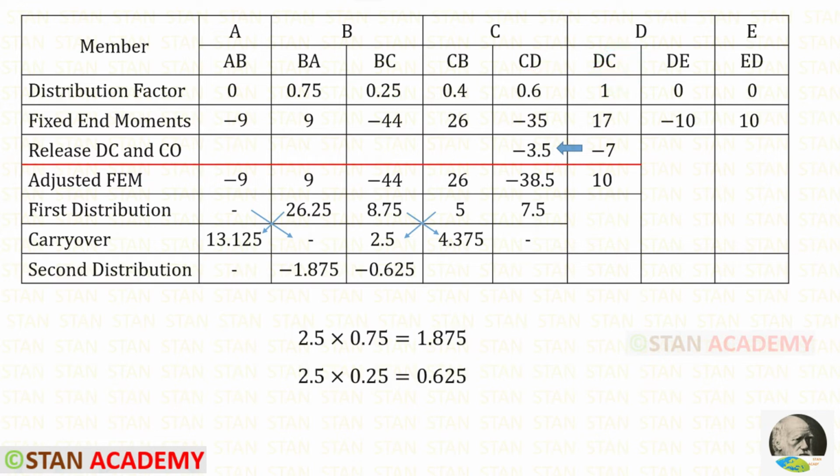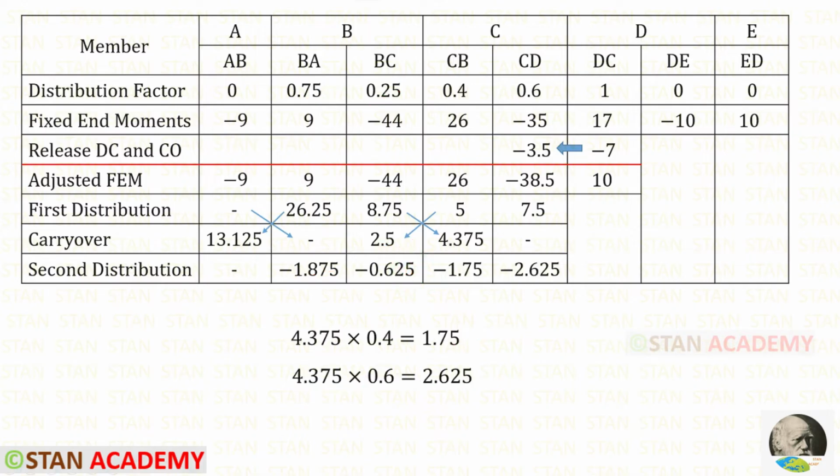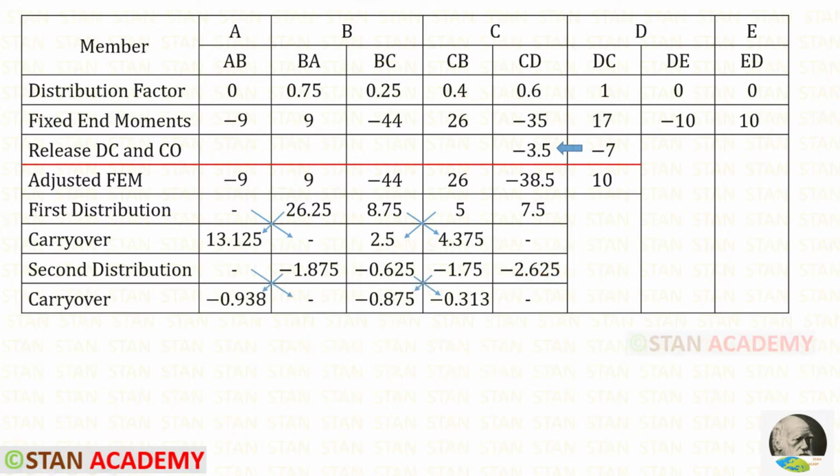Now let us do the second distribution in the joint B. For that, we have to multiply this value with the distribution factors. When we do that, we are getting positive values, so we have to enter them as negative. Now let us do the second distribution in the joint C. For that, we have to multiply this with these two distribution factors. We are getting positive values, so we have to enter them as negative. Now let us do the carryover. For that, we have to divide these values by 2 and enter the answers.